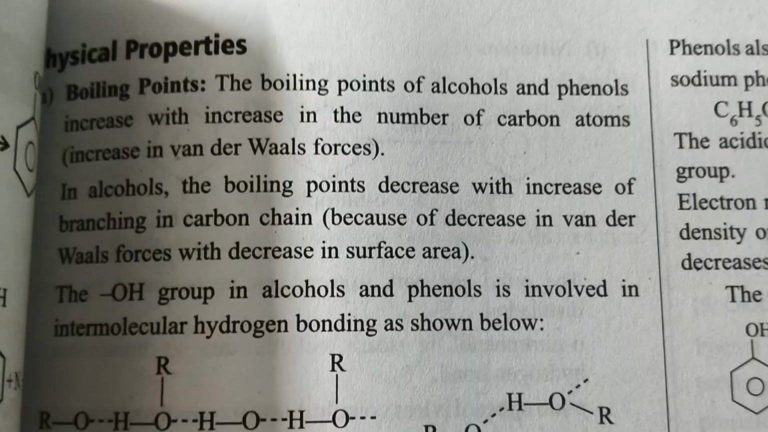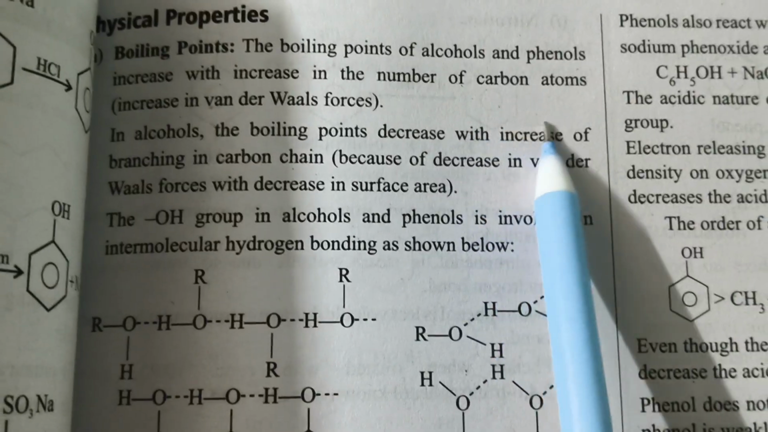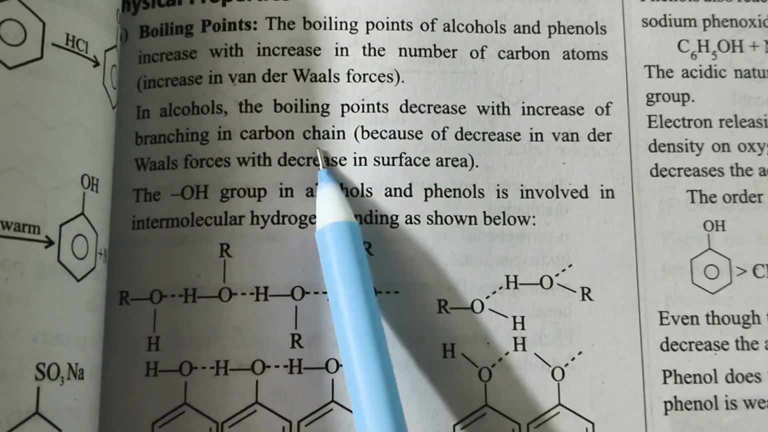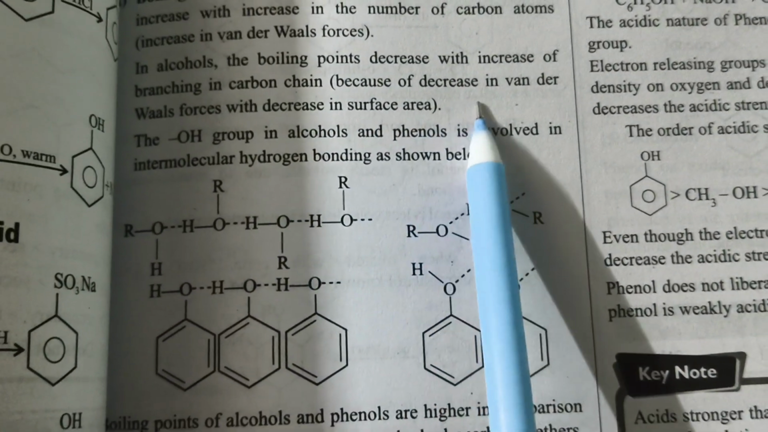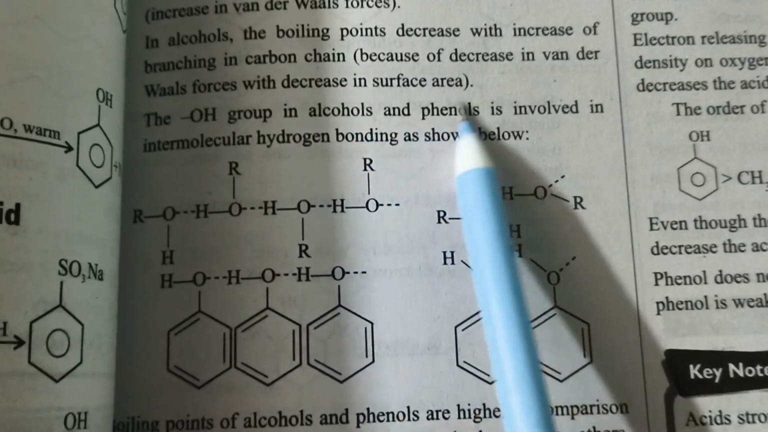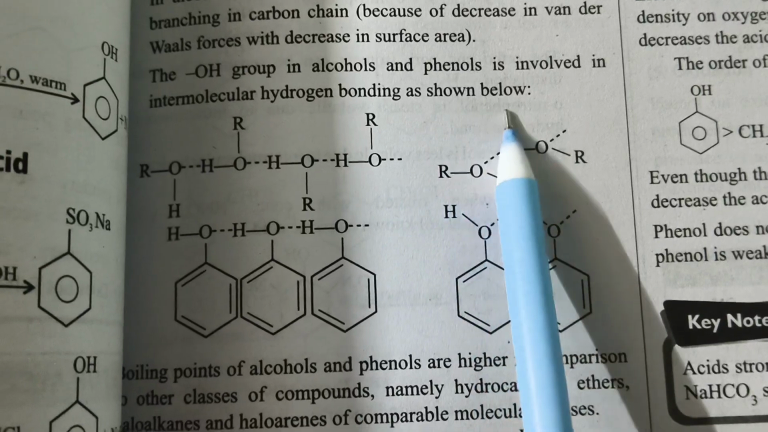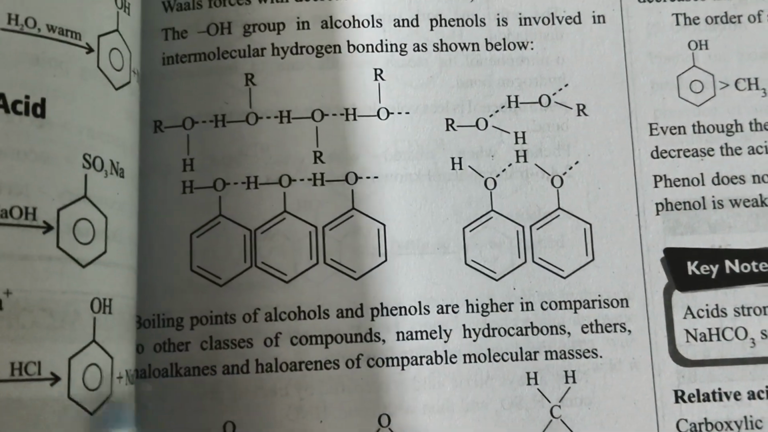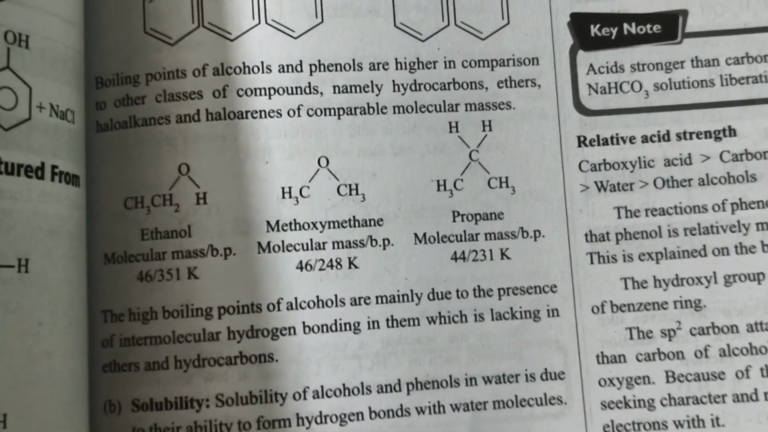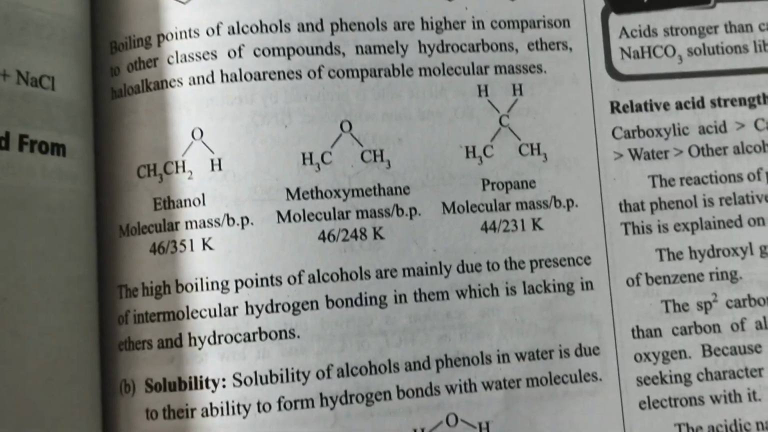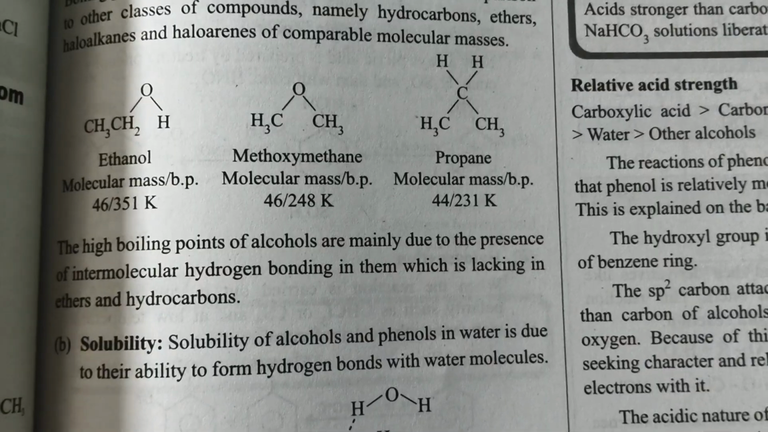Physical properties. Boiling point: the boiling point of alcohol and phenol increases with increase in the number of carbon atoms, due to increase in van der Waals force. In alcohol, the boiling point decreases with increase of branching in the carbon chain because of decrease in van der Waals forces with decrease in surface area. The OH group in alcohols and phenols is involved in intermolecular hydrogen bonding, as shown below. This is the intermolecular hydrogen bonding. Boiling points of alcohols and phenols are higher in comparison to other classes of compounds, namely hydrocarbons, ethers, haloalkanes, and haloarenes of comparable molecular masses.